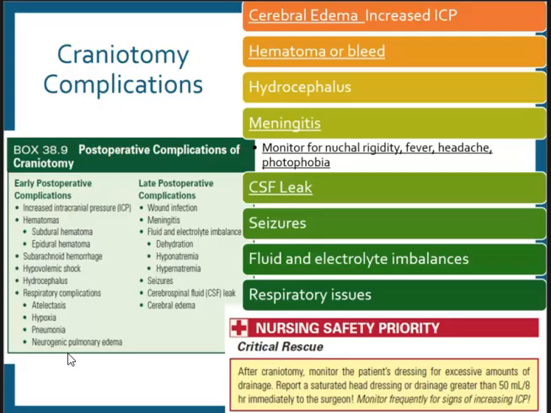So what are we monitoring for with meningitis? Nuchal rigidity, fever, headache, photophobia. CSF leaking. What do we look for with CSF? Are they having fluid leaking from their nose or their ears? And what does that fluid look like when we put a piece of gauze, or if it's leaking onto their beds or white sheets? It's going to look like a halo. Seizures, fluid and electrolyte imbalances, and respiratory issues.